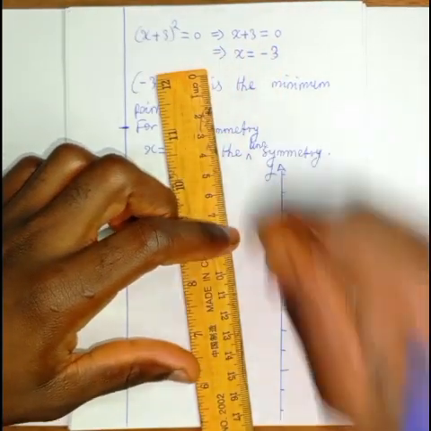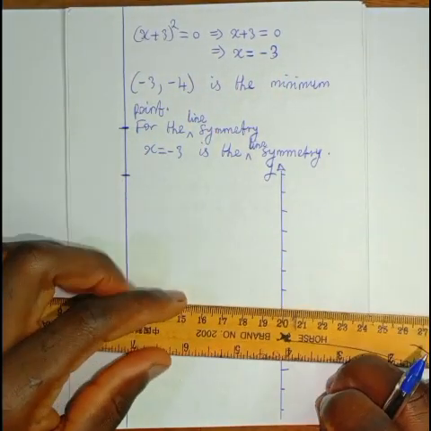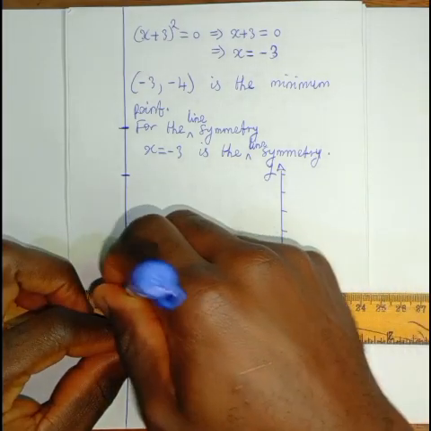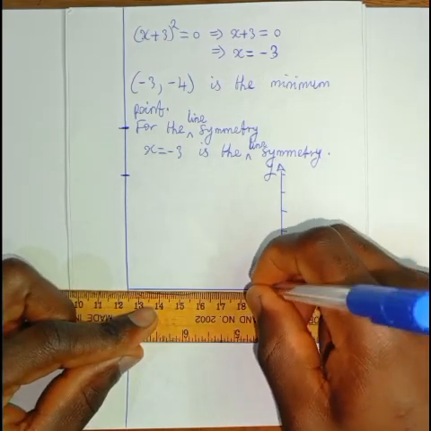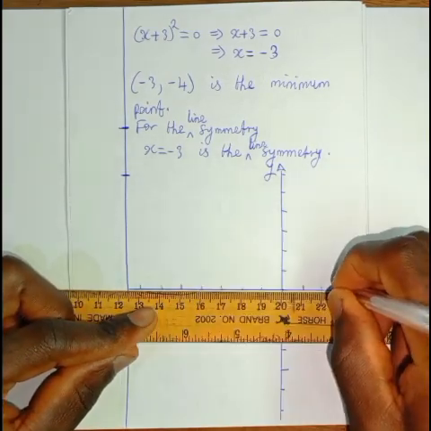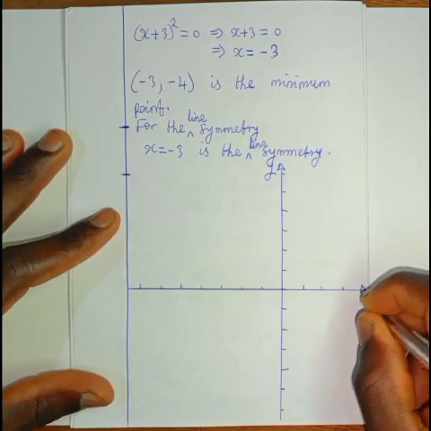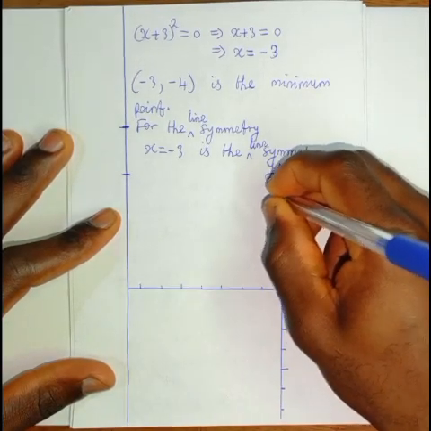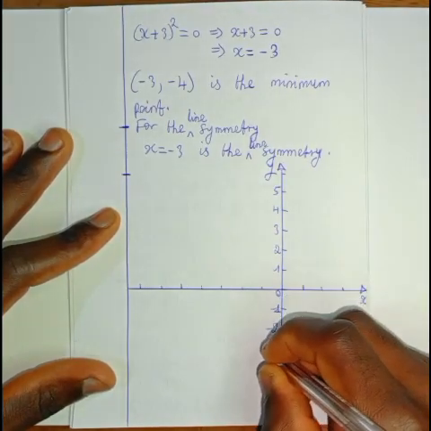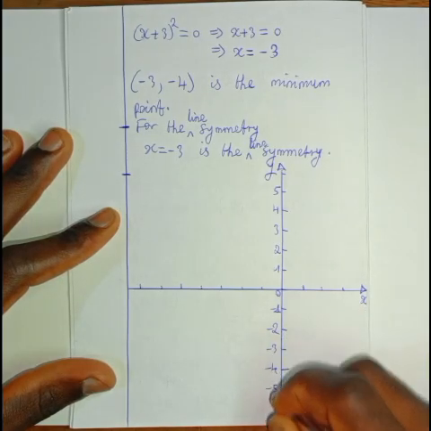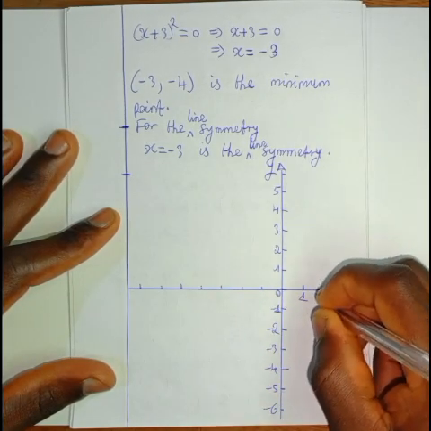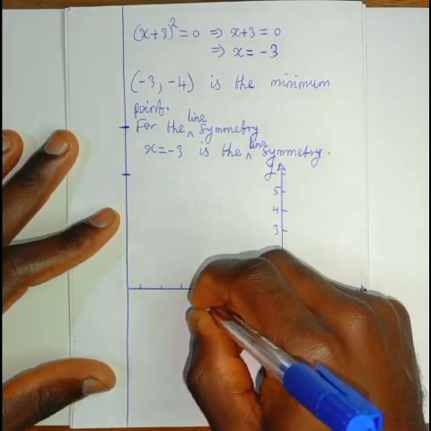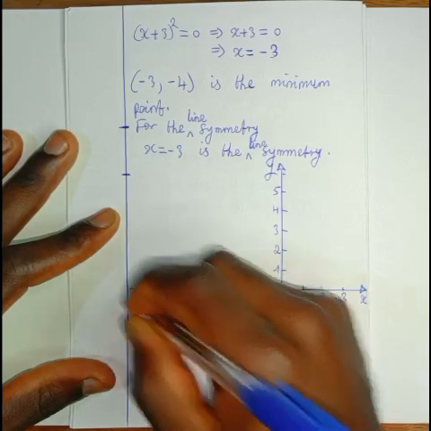And this is the y-axis. Next, we need to draw now the x-axis. This is the x-axis: 0, 1, 2, 3, 4, 5, negative 1, negative 2, negative 3, negative 4, negative 5, negative 6.